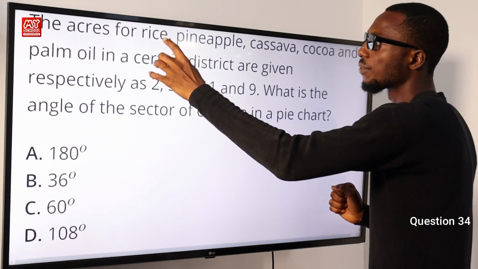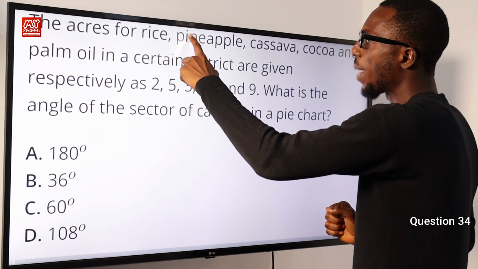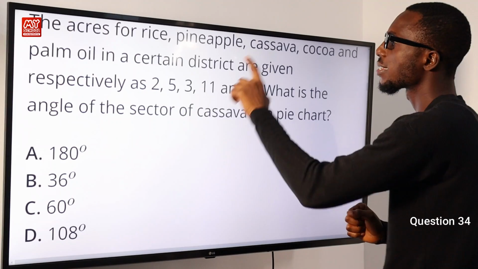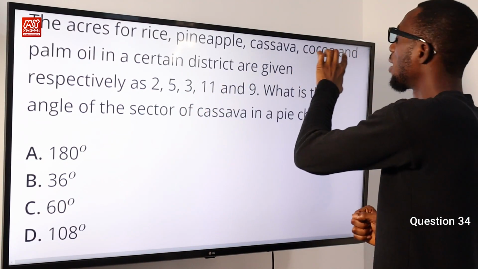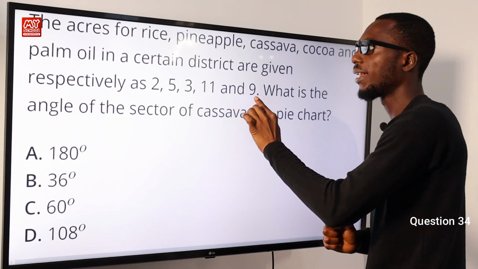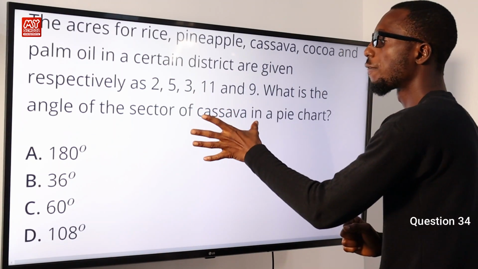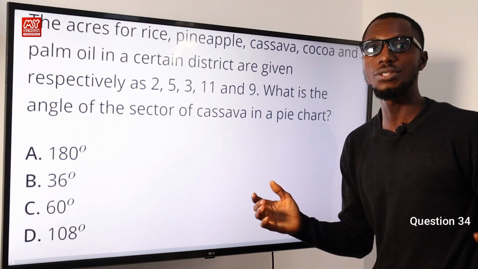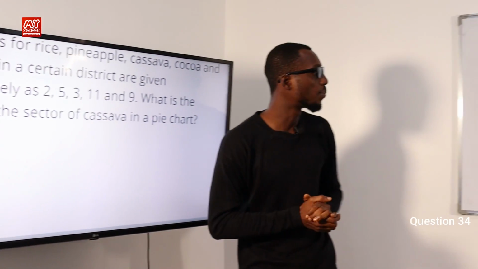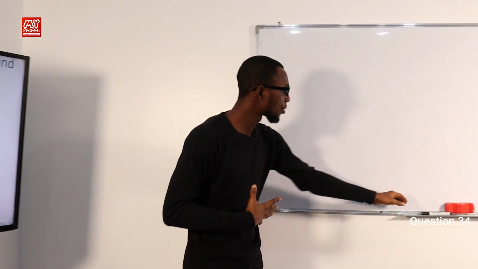Now let's sort out for rice. We have 2 acres. For pineapple, we have 5 acres. Cassava, we have 3 acres. Cocoa, we have 11 acres. Then for palm oil, we have 9 acres. We are asked to sort out for cassava, so cassava has 3 acres. Let's go to the whiteboard and bring out the solution to this question.